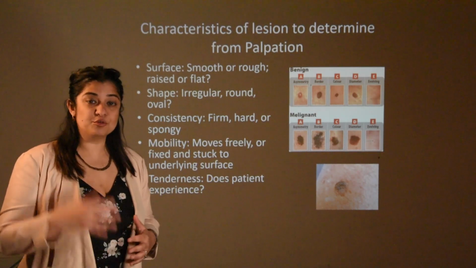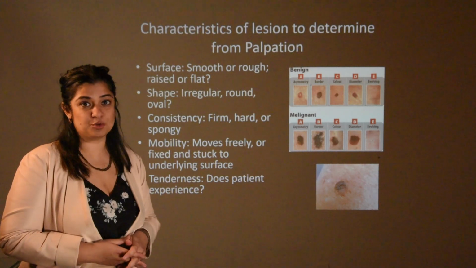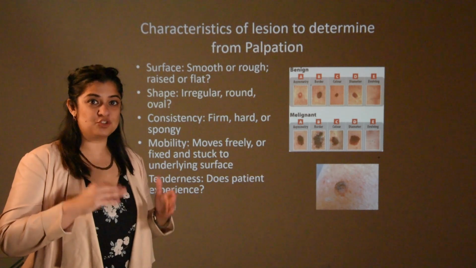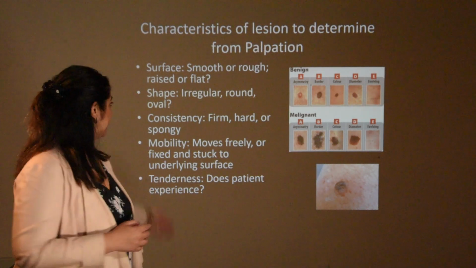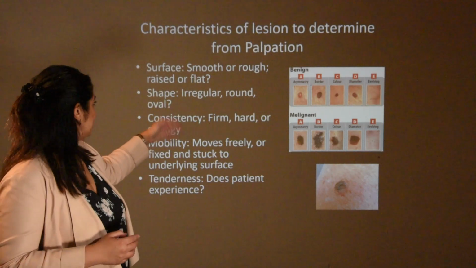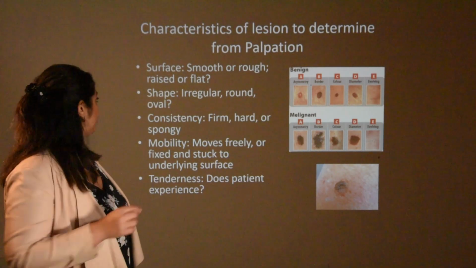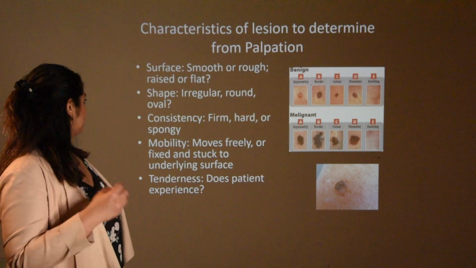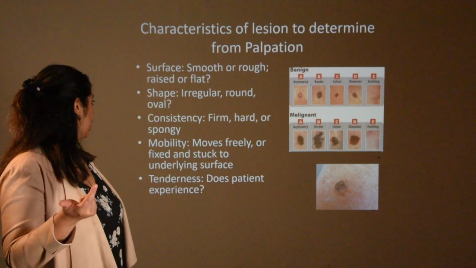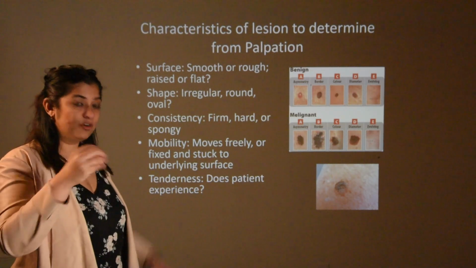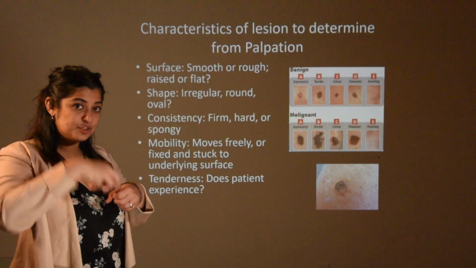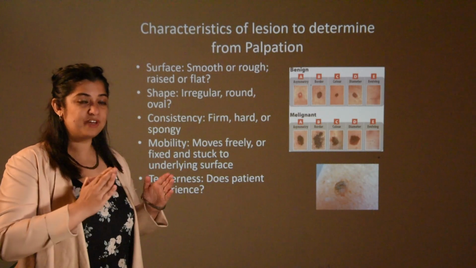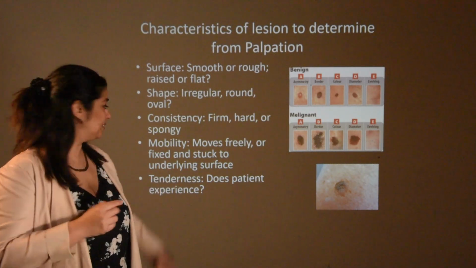But the only way to truly know if something is benign or cancerous is through a biopsy. And that's something we don't decide. We send the patient to their general physician or a dermatologist. But I'm just going to show you what you want to look for when you look at a lesion: Is the surface smooth or rough? Is it raised or flat? Is it irregular, round or oval? Is it firm? Is it hard or spongy? Is it moving freely or is it tied down to the surface underneath? All these things will help determine whether the lesion is moving more towards a benign lesion or a malignant lesion.